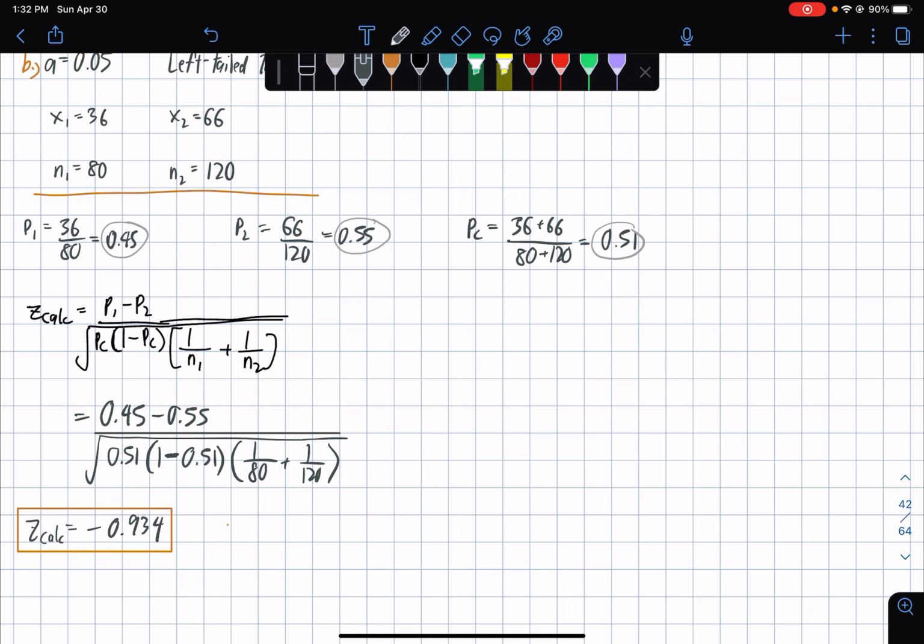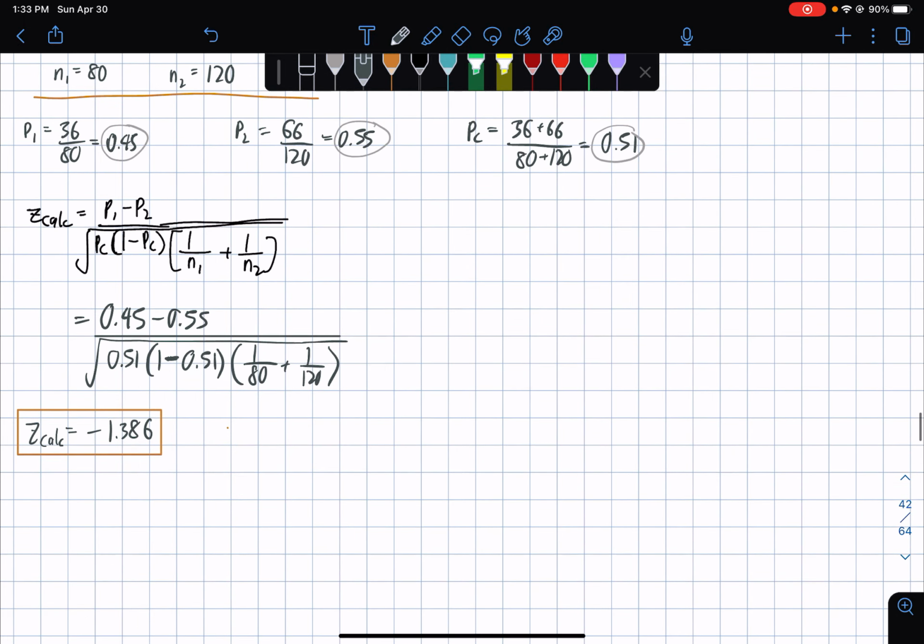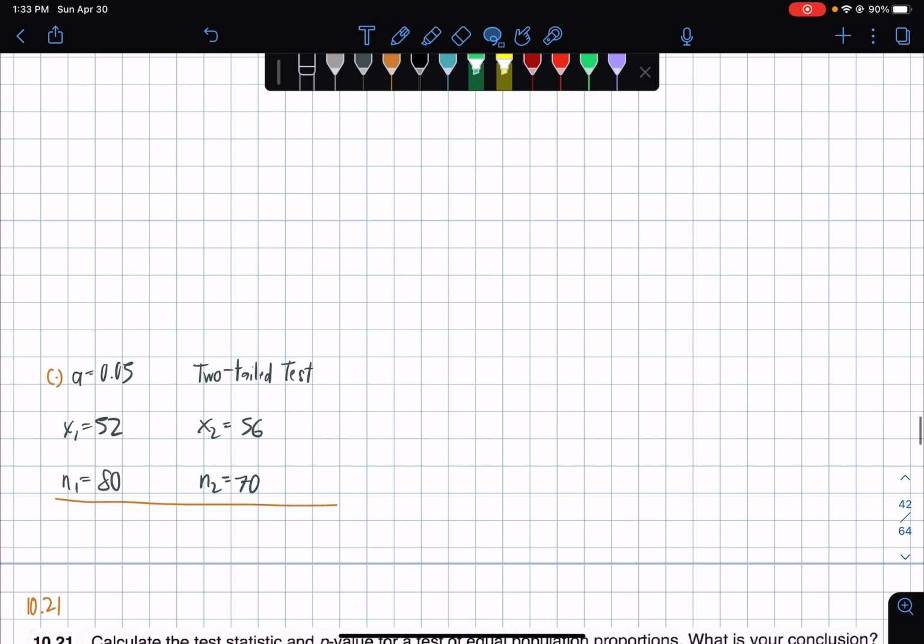Wait, the answer is this one, not this: negative 1.386. If you put the calculator this way, then the answer was the one a while ago, but without it, the answer is this. Okay, let's move on to letter C.